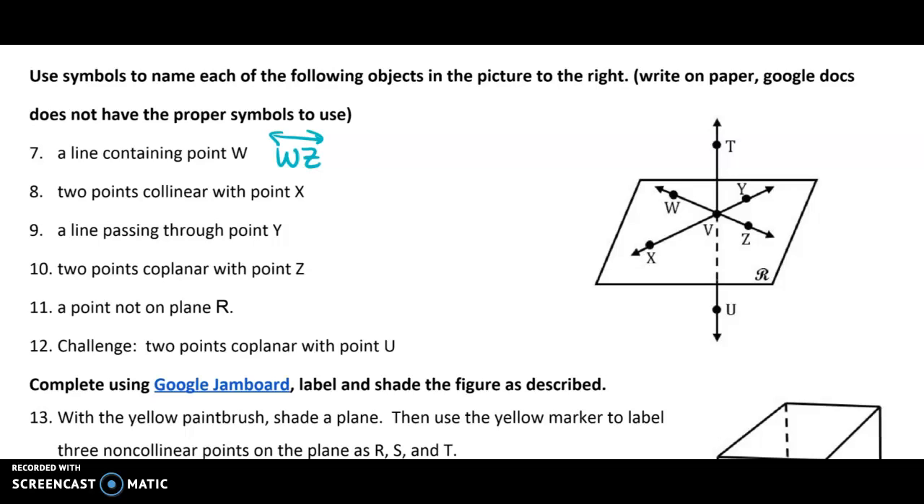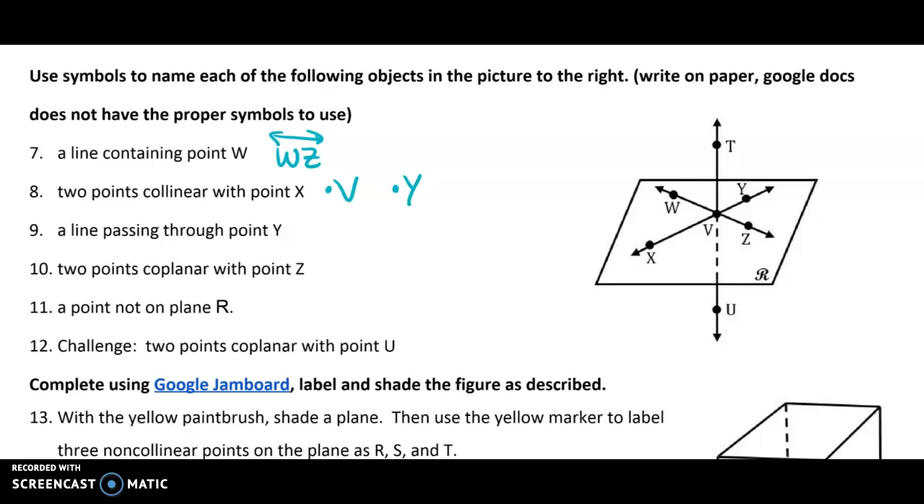Since it's not saying a specific thing, you could also know that you have that theorem that says through any 2 points, you have a line. So you could really have line WX and line WY. Then, 2 points that are collinear with point X. So you do want to make sure that they are actually on the line that is with point X. So that would be point V and point Y.